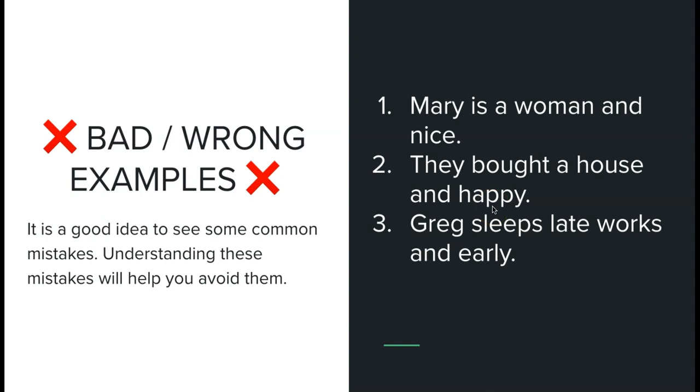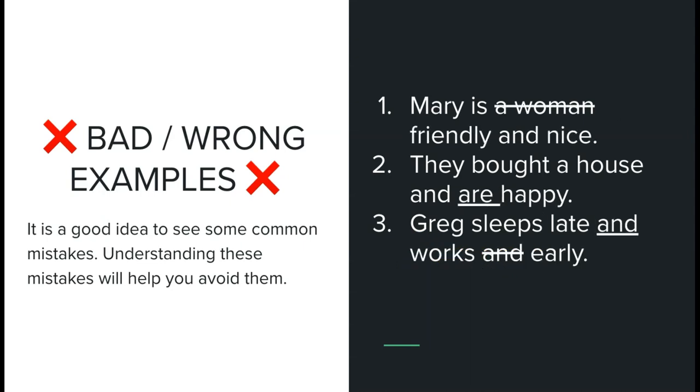Uh-oh. Again, this is a problem because bought a house, this is a transitive verb with a noun, and I'm using and now I have adjective. Different part of speech, noun and adjective. No, we cannot connect them like this. They are different parts of speech. Number 3, Greg sleeps late, works and early. Uh-oh, the order of information is wrong here, so and is not connecting the information correctly.